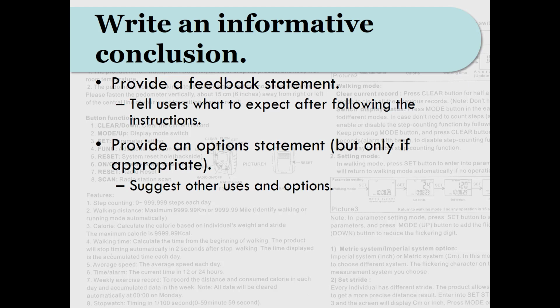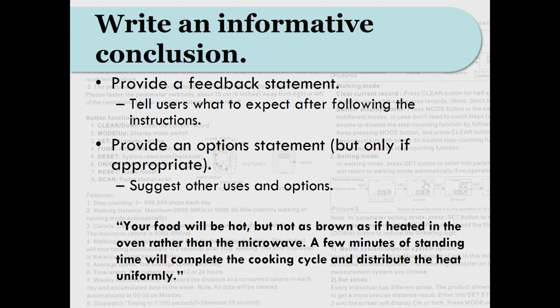An option statement suggests other uses and options that someone can do with whatever it is that they have ended up with. For example, your food will be hot, but not as brown as if heated in the oven rather than in the microwave. A few minutes of standing time will complete the cooking cycle and distribute the heat uniformly.